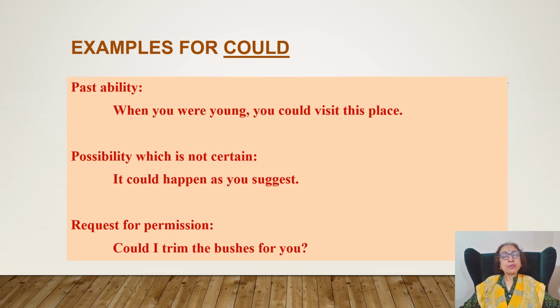Request for permission. This is the maximum usage of could. Constantly, could is used for requesting permission. Could I trim the bushes for you? Bushes are small trees and they have to be cut. Sometimes if you go to a park, you see it's cut in the shape of an elephant or in the shape of a heart, some such thing. So that is called trimming the bush. Trim is to cut a little, not cut it off fully. So, could I trim the bush for you? Requesting permission. It is somebody else's bush. So, you are asking, should you do this work?